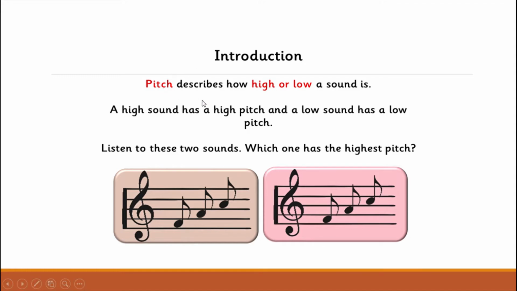Now, here's our quick introduction. A pitch describes how high or low a sound is. A high sound has a high pitch, and a low sound has a low pitch. Listen to these two sounds. Which one has the highest pitch?